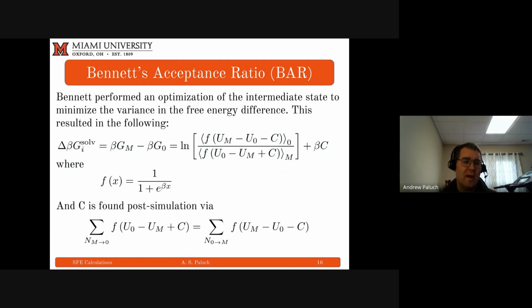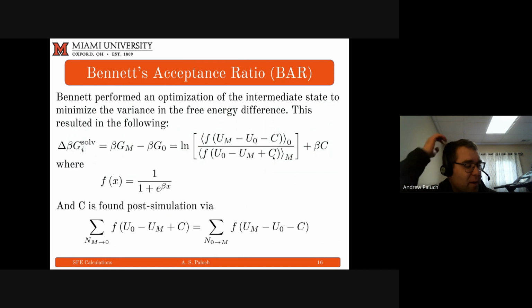So that was the idea behind Bennett, and he was a much smarter person than I am, and so he actually performed an optimization process in which he's performing a simulation in state 0, a simulation in state m, performing these fictitious perturbations to this intermediate state m prime. What he was able to work out is that he was essentially able to solve for the optimal value of m prime to minimize the variance or uncertainty in his calculations. We need not go through the optimization, but he works out an expression for the solvation free energy just based off of an ensemble average in state 0 and state m.